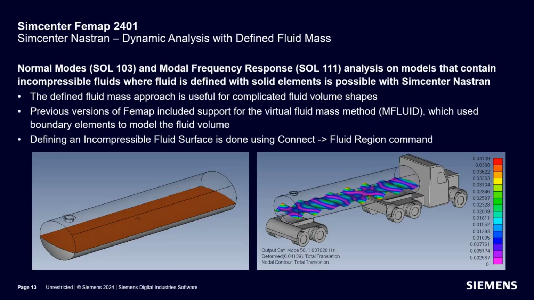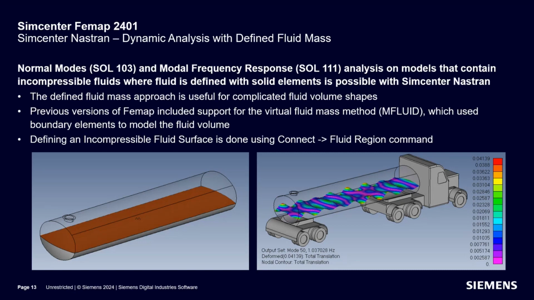All right, so the next thing we'll talk about is the new capabilities for tanks with the defined fluid mass method. And what this is, is a new way to represent fluid-filled structures and also include the effects of sloshing in modal and frequency response analysis. So I think this is something new that Nastran added maybe in the last release, and Femap is now adding support for the new Nastran capabilities.